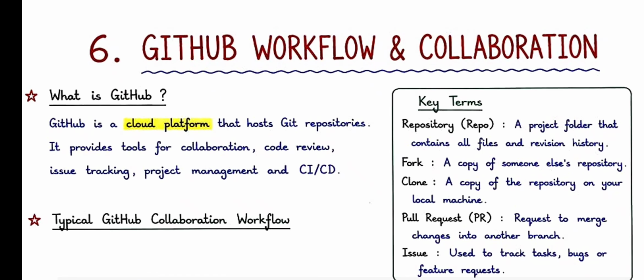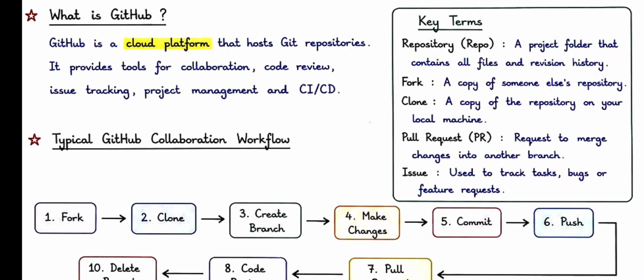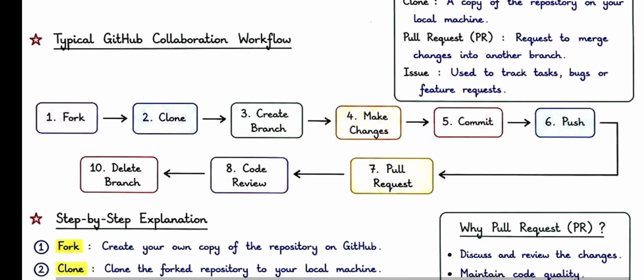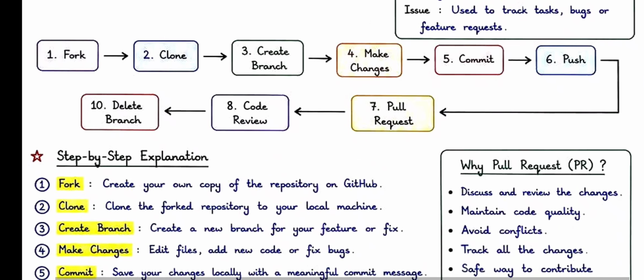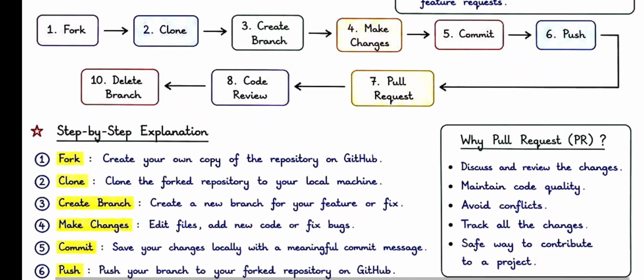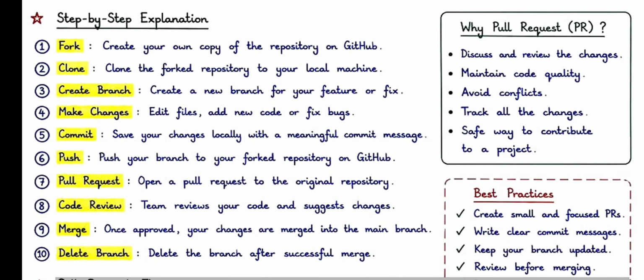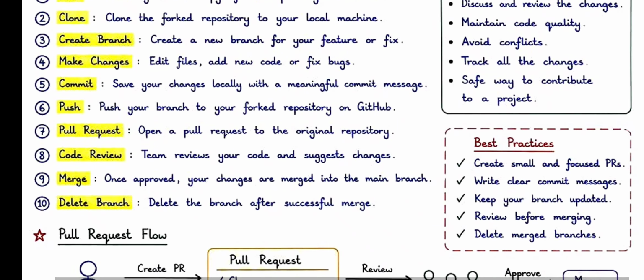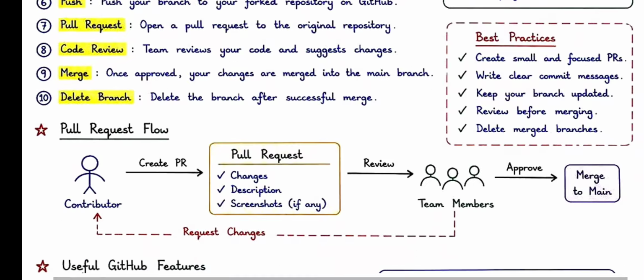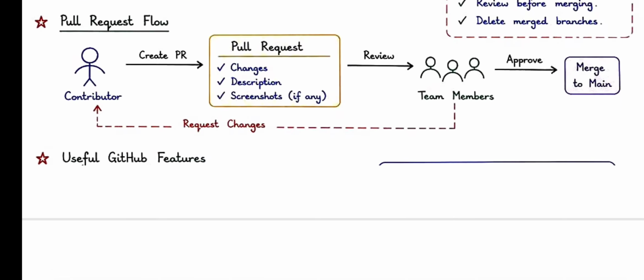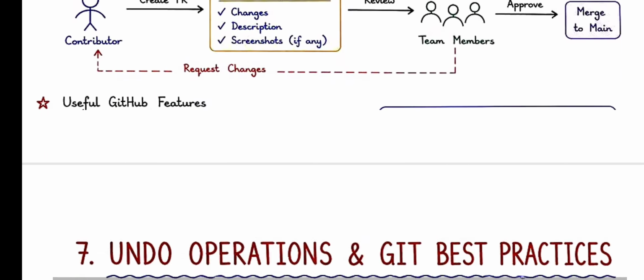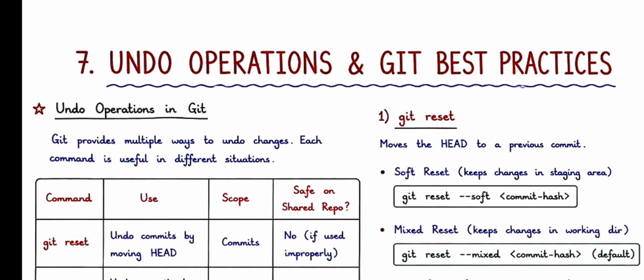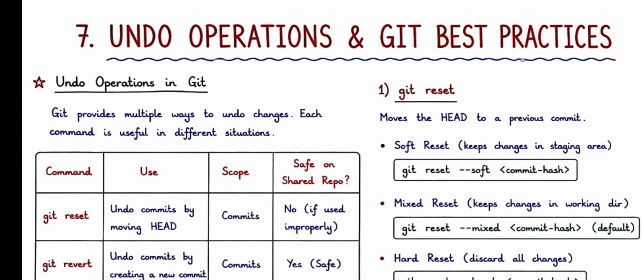And then we have talked about GitHub workflow and collaboration. This is the typical GitHub collaboration workflow. This is a step-by-step explanation for each of the above steps. So everything is self-explanatory in the document, guys.